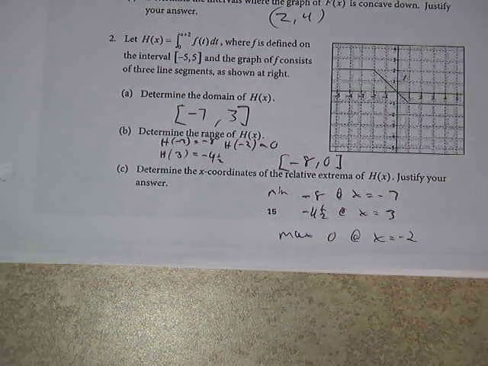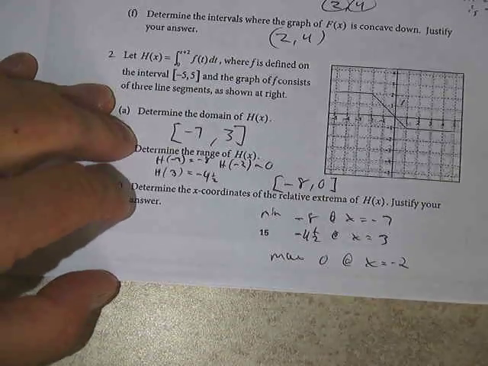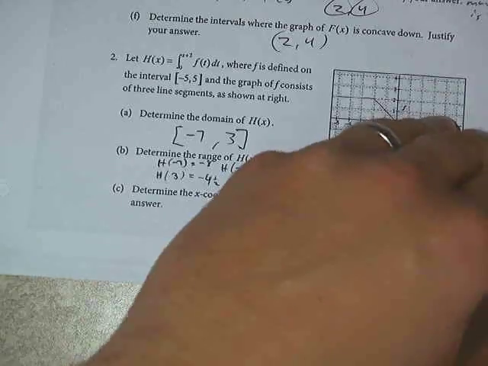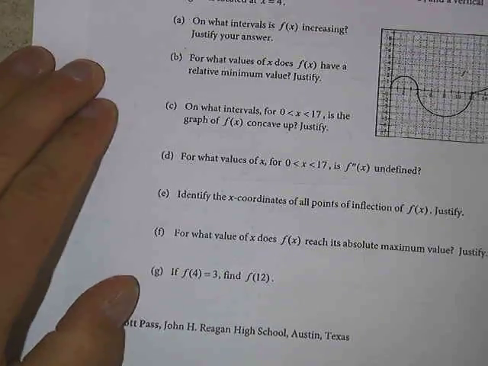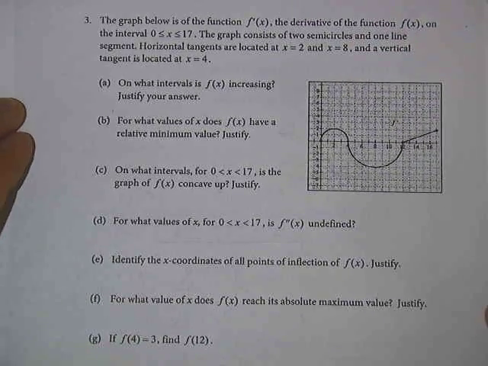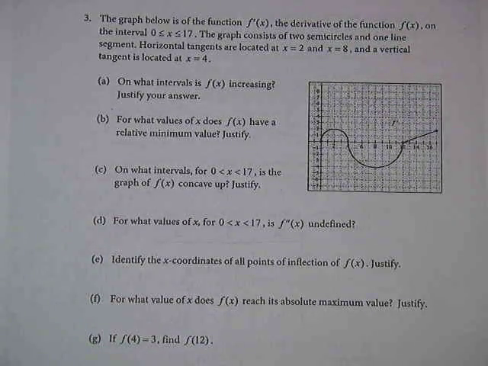And then in part C, determine the x-coordinate of the relative extrema of h and justify your answers. So the relative extrema, we'd have a minimum of negative 8 at x equals negative 7. And we'd have a minimum of negative 4.5 at x equals 3. And we'd have a max of 0 at x equals negative 2.